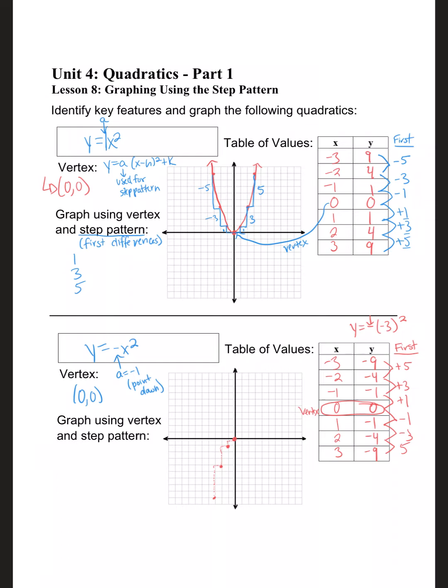Okay, and then on the other side of our vertex, it looks like we're going down. So we go over 1, down 1, over 1, down 3, over 1, down 5. So that follows our step pattern, which again, we could have just done with our points. Okay, and that gives us our shape of our parabola. We can see that it's opening down. So again, our step pattern in this case was 1, 3, 5.